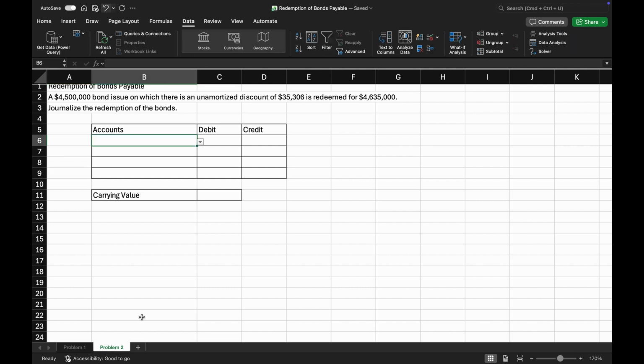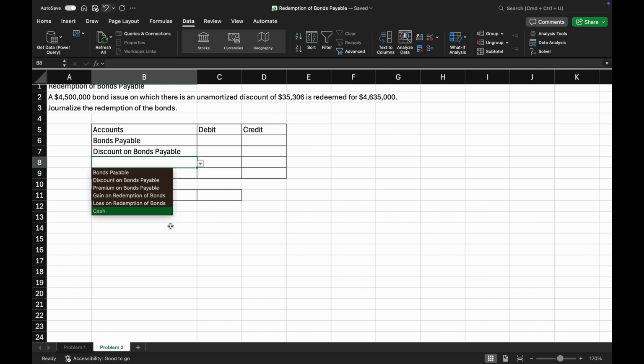Firstly, let's put the accounts being affected. Like the last problem, bonds payable is being affected. Unlike the last problem, discount on bonds payable is being affected. Again, we're going to leave the gain or loss on redemption of bonds payable blank. The last account being affected will be cash.